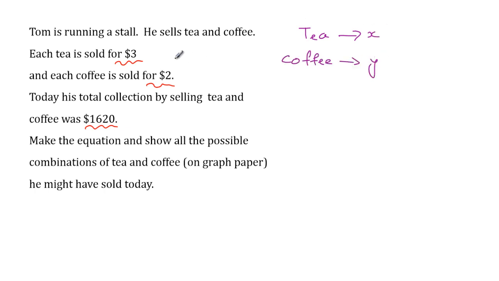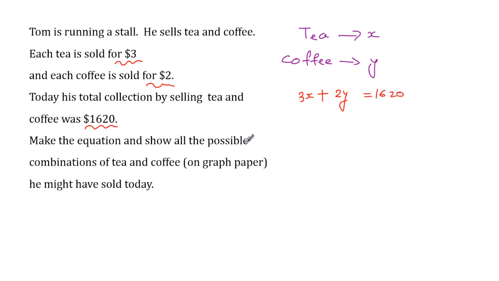Now how much money he makes? On each tea, $3. So that means 3 times X, 3X. This is the total amount he has made by selling tea. Same way, total amount he has made by selling coffee is 2 times number of coffees. Each coffee is $2 and number of coffees we assumed is Y. So 2Y. And together total is 1620. Now I have this equation.